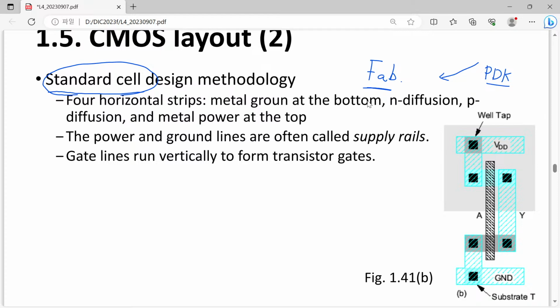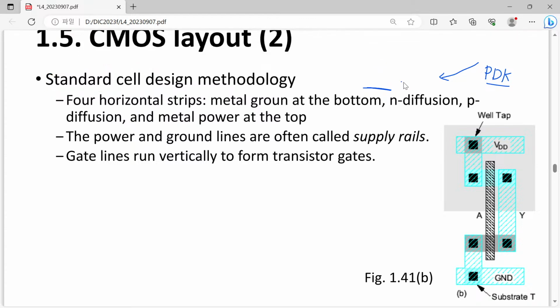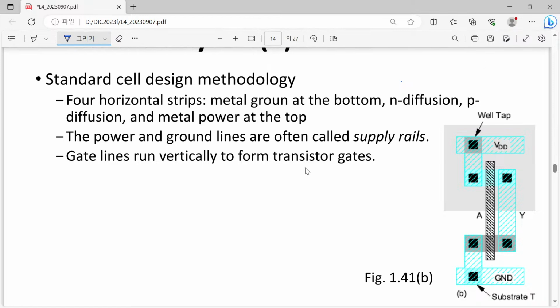Then you can just use it, or even automatic design is possible. So in this case, standard cell design methodology, usually we have something like this.